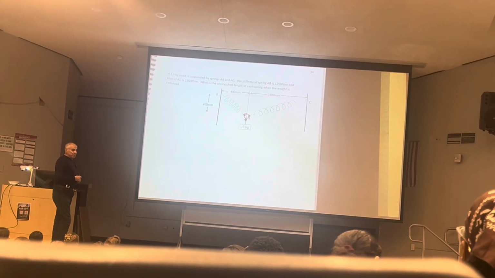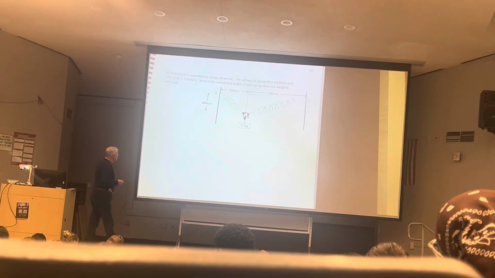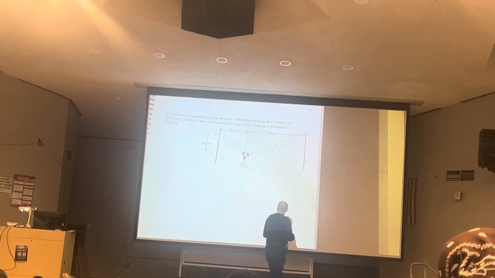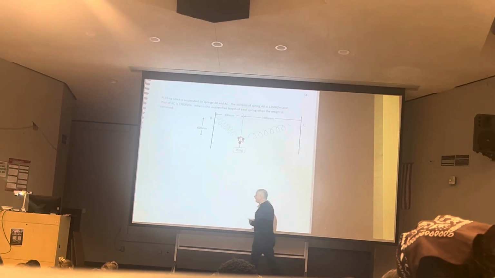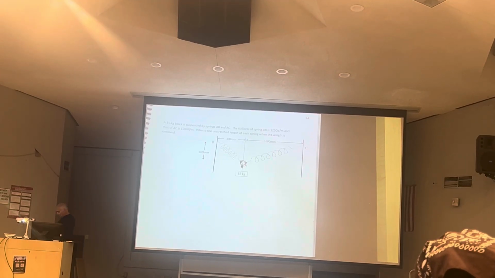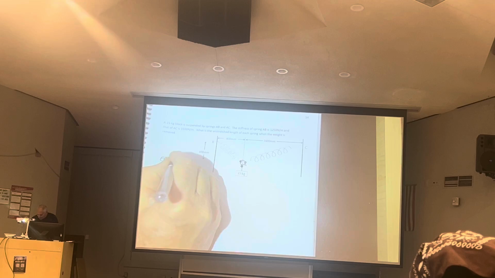All right, let's read the question. 15-kilogram block is suspended by springs AB and AC. Stiffness of spring AB is 1250, AC 1500. What is the unstretched length of each spring once weight is removed? Okay. Free body diagram at A.